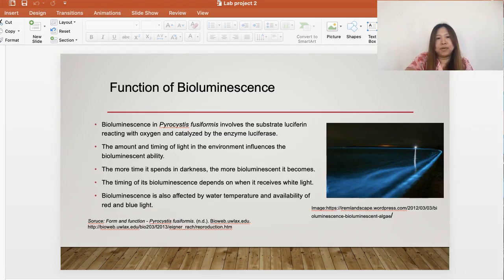Bioluminescence in Virusidae fusiforme involves the substrate luciferin reacting with oxygen and then being catalyzed by the enzyme luciferase. The amount and timing of light in the environment influence the bioluminescence ability. The more time is spent in darkness, the more bioluminescent it becomes. The timing of its bioluminescence depends on when it receives white light. The bioluminescence is also affected by water temperature and the availability of red and blue light.